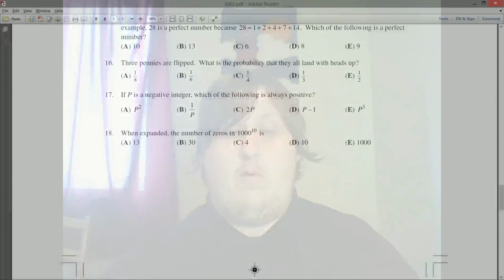C is 2p. So 2 times negative 2, that's negative 4. That's not always positive. Negative 4 isn't positive. So that means C can't be our answer. And if we do enough of these, maybe taking some different values of p, we should be able to figure out which one has to be our answer by ruling out the others. So let's take negative 2 and see where that leads us.